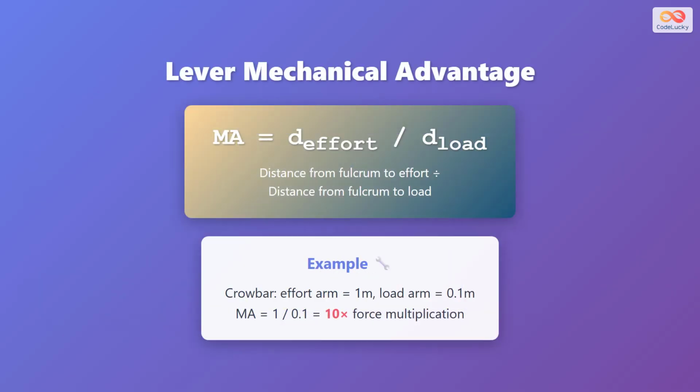The mechanical advantage of a lever is calculated using the formula MA equals D effort divided by D load. This represents the distance from the fulcrum to where you apply the effort, divided by the distance from the fulcrum to the load. For example, if you're using a crowbar where the effort arm is 1 meter and the load arm is 0.1 meters, the mechanical advantage is 1 divided by 0.1, which equals 10. This means you can lift an object with 10 times less force than would be required without the lever.